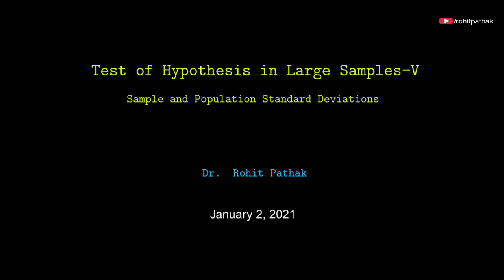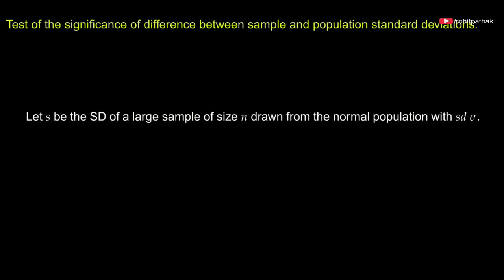In this video, we shall discuss the test of significance of difference between the standard deviation of a large sample and the standard deviation of the corresponding population from which the sample has been drawn. So suppose S be the standard deviation of a large sample of size n greater than or equal to 30 drawn from the normal population with standard deviation sigma.